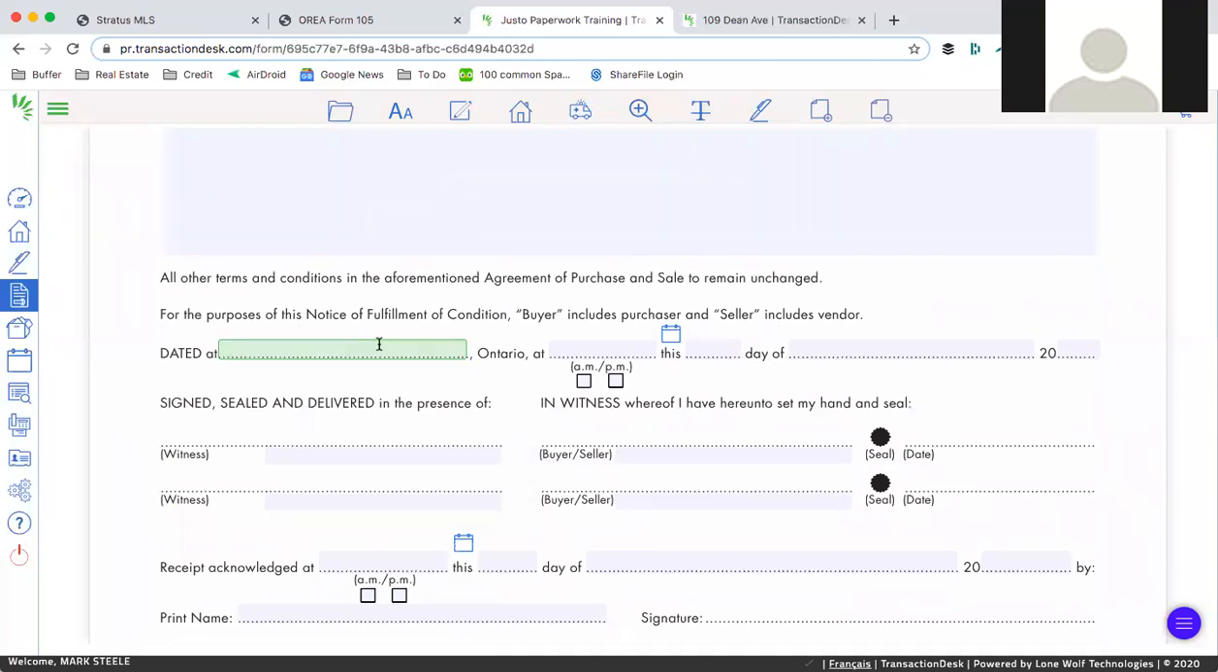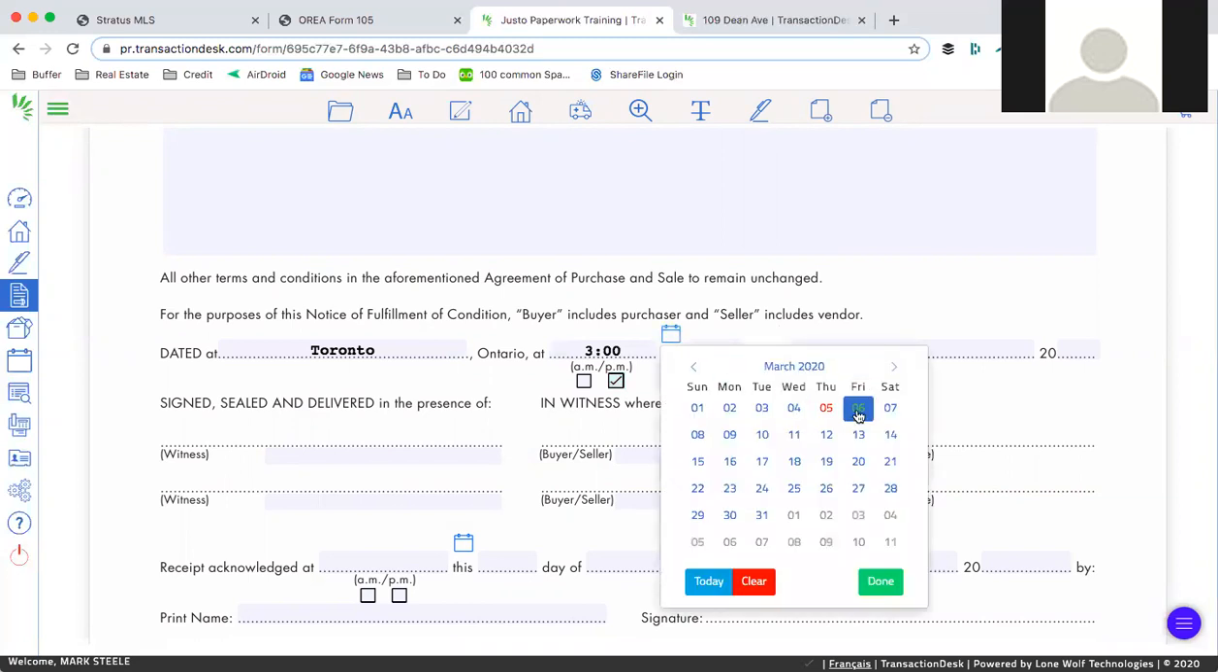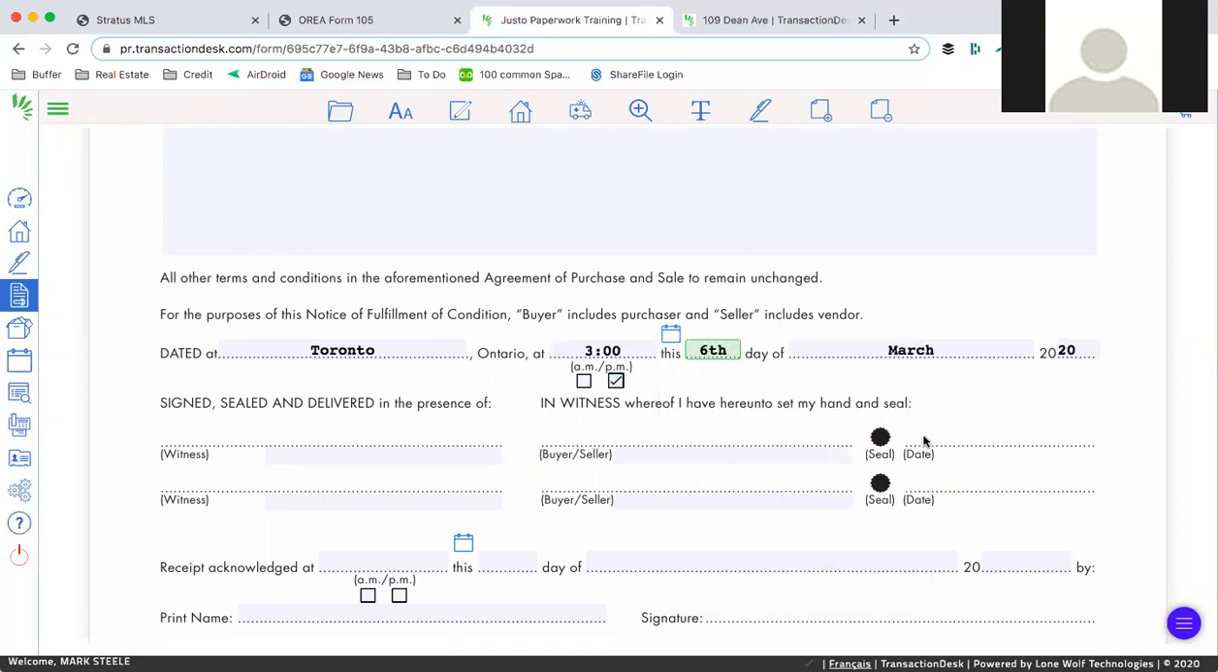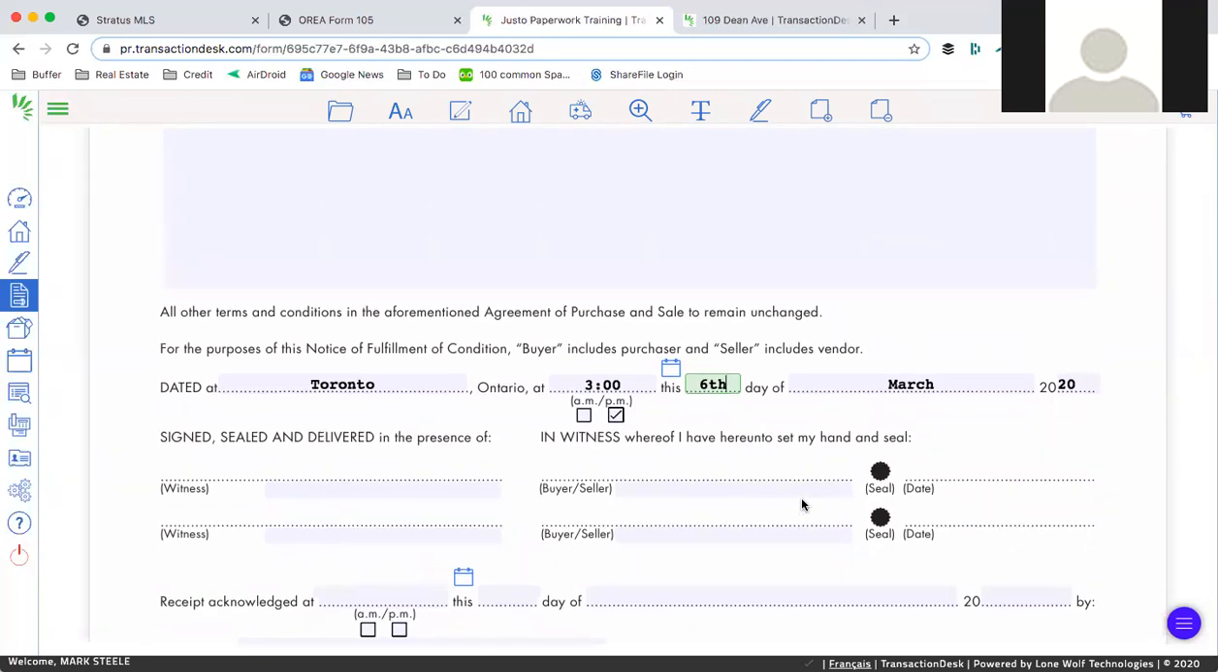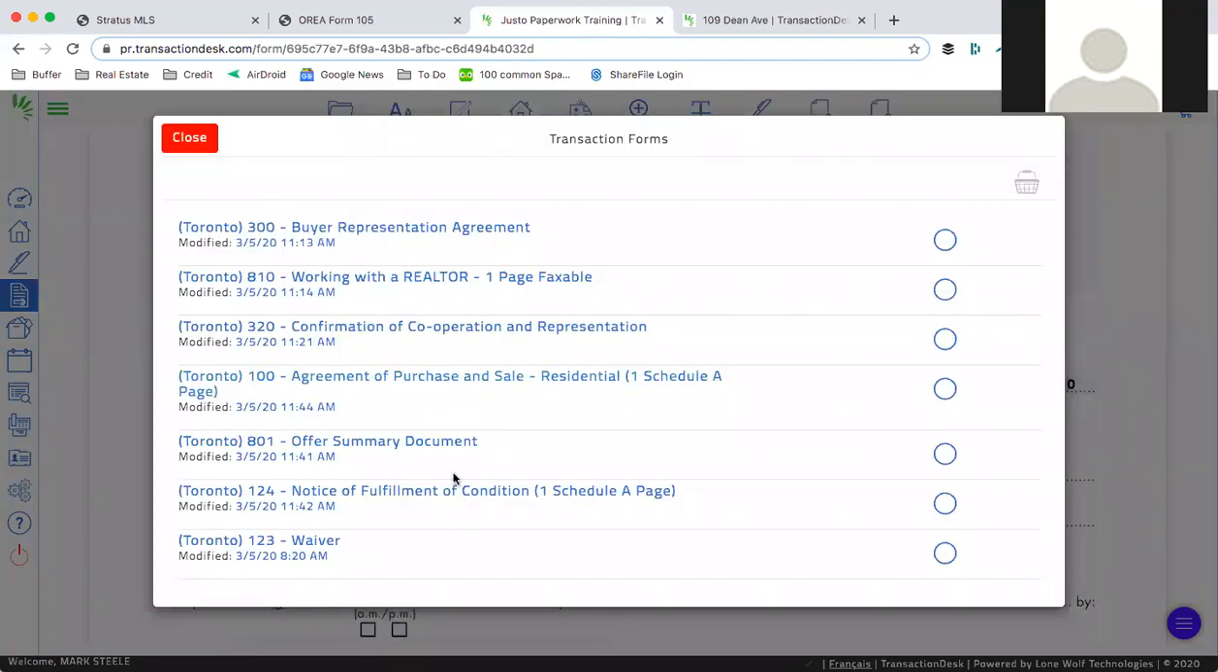So you date it in whatever city you're in at the time. Let's say dated at Toronto at 3 p.m. on tomorrow's date. Your buyer will sign, and they're going to sign the date as well. Sometimes the seller will have conditions too that have to be fulfilled, but we'll talk about those when we look at the seller paperwork next week. And the seller is going to sign on this line for receipt acknowledged at whatever time, print their name, and put the signature. Okay. So once that document is signed, essentially that means your deal is firm and you can be excited to close the deal with your client.